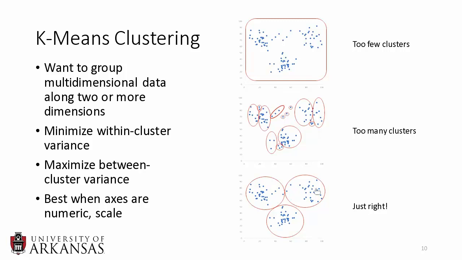This is just right. We've got everybody in their area with each other, but the midpoints of each of these clusters are also pretty far apart from each other. So the question with the algorithm here is, how many clusters do you need to give yourself the best representation of your data?